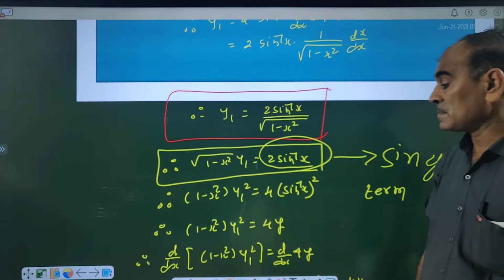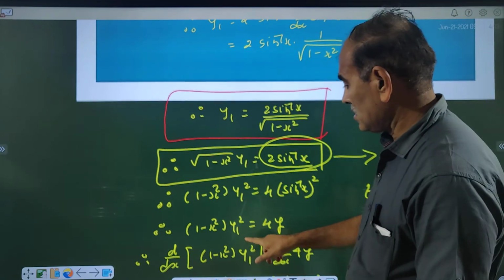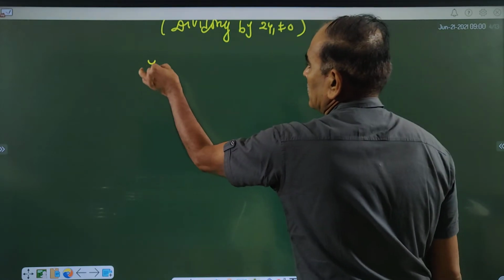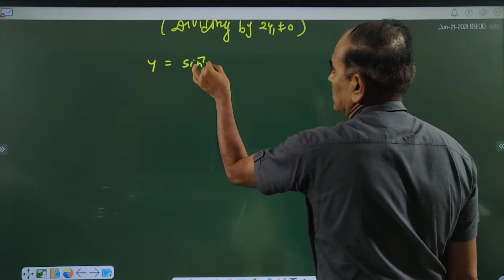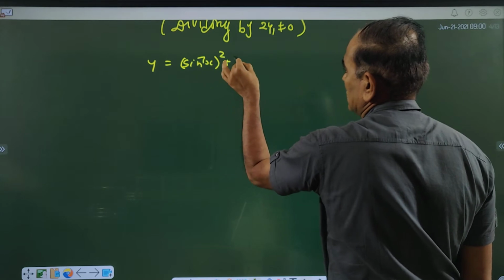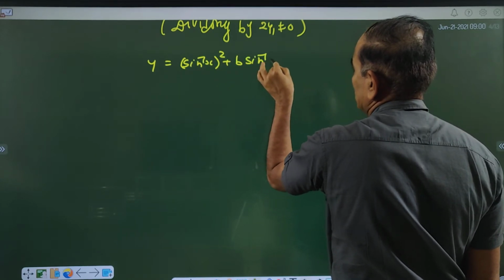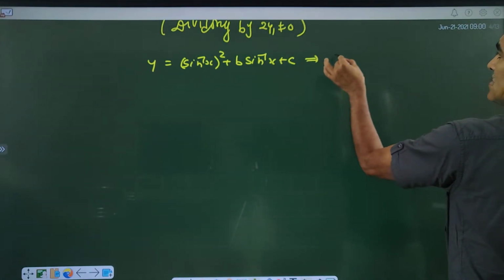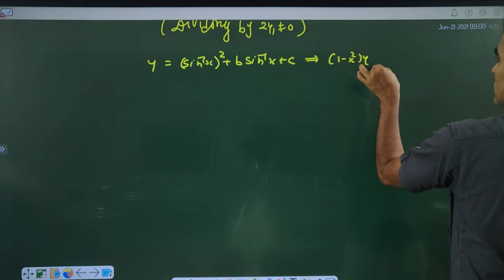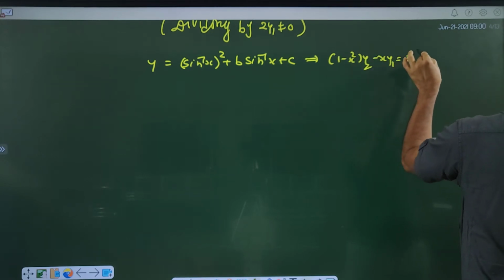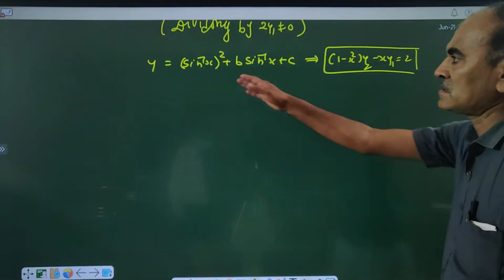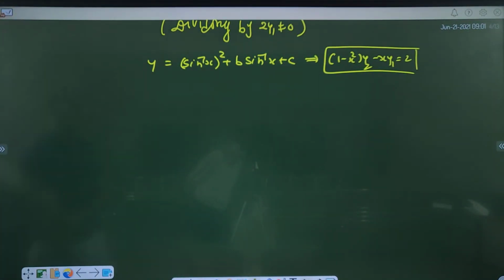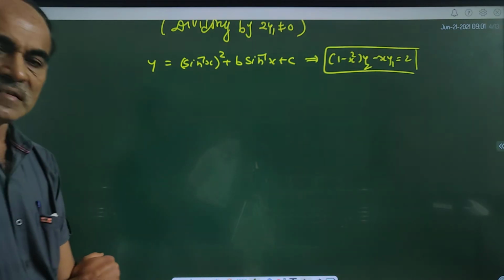If something other than a single term is given, then what do we have to do? Let us see one more expression. y is equal to sin inverse x whole square plus b sin inverse x plus c. Once again, this implies the same quantity: 1 minus x square y2 minus x y1 is equal to 2. That is what we want to show for this example.